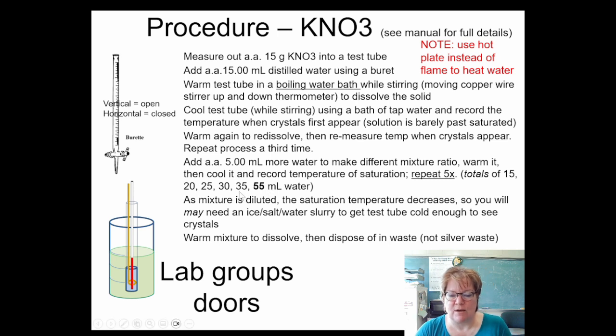If we're worried about time, we'll skip probably the 30. And you'll do 15, then 20, then 25, and then add 10 instead of 5 to 35 and 55. And when you get to those last 2 points, you're probably going to need an ice salt slurry to get cold enough temperatures for it to crystallize. So that's the lab in a nutshell.